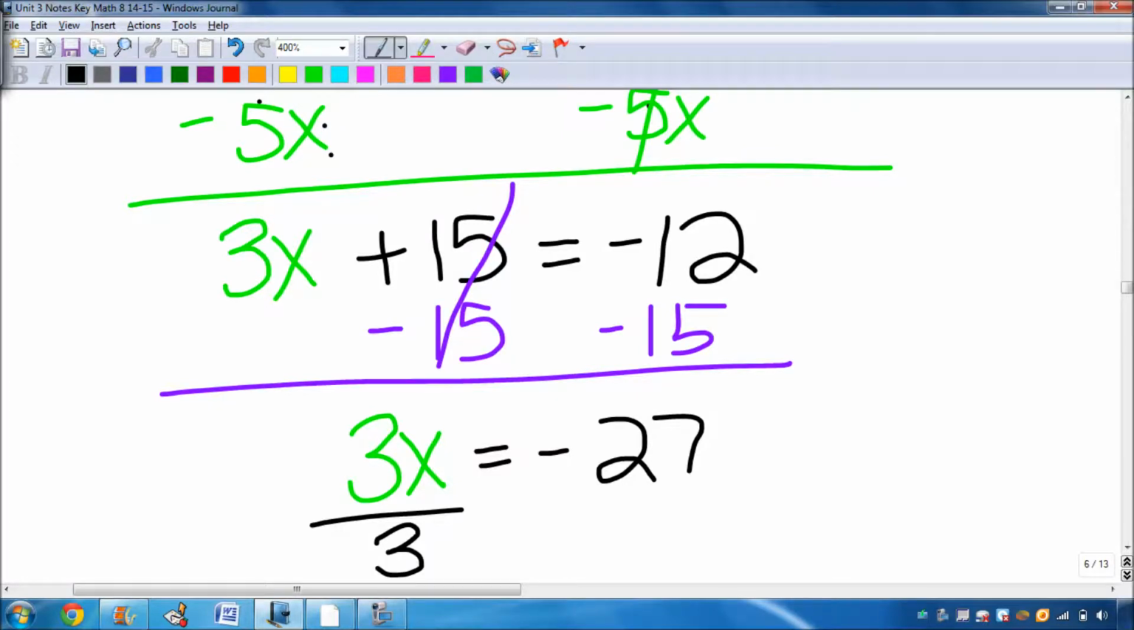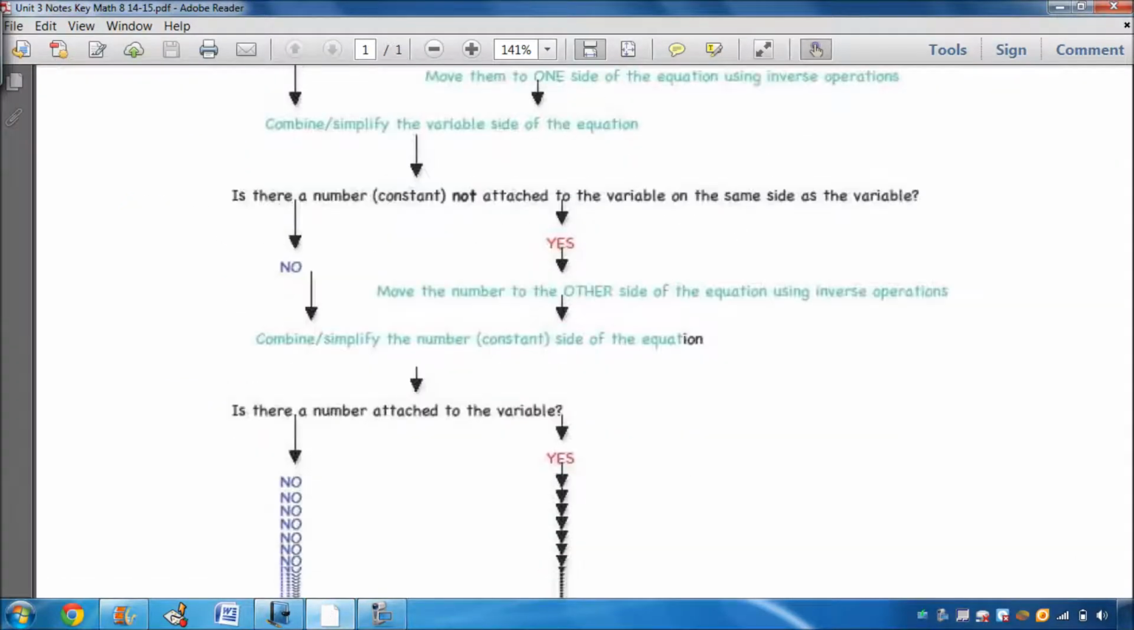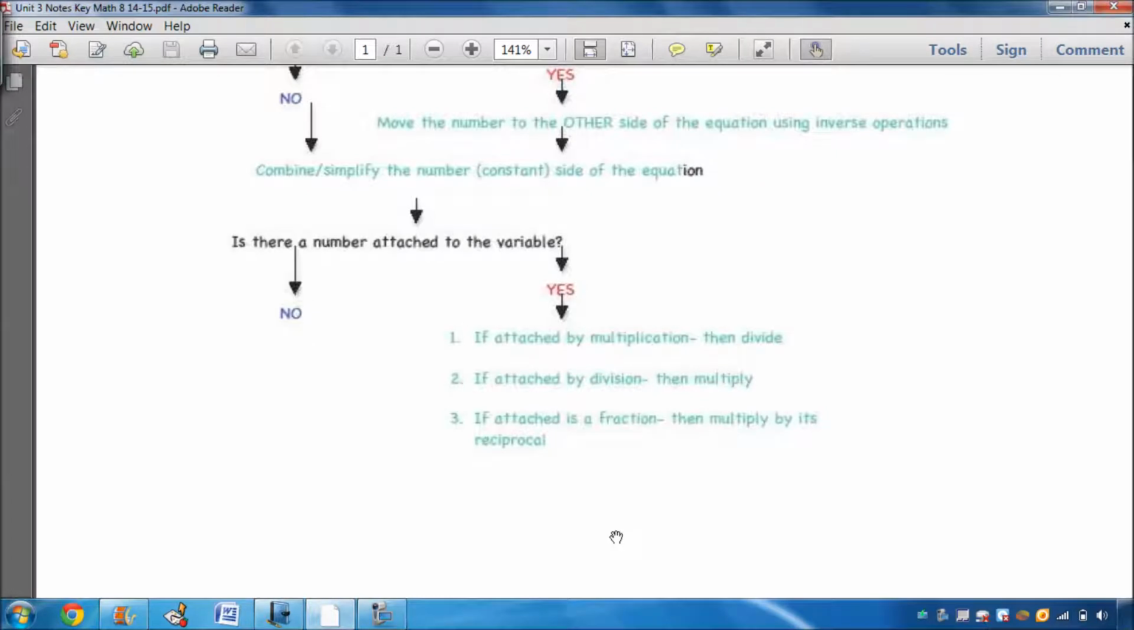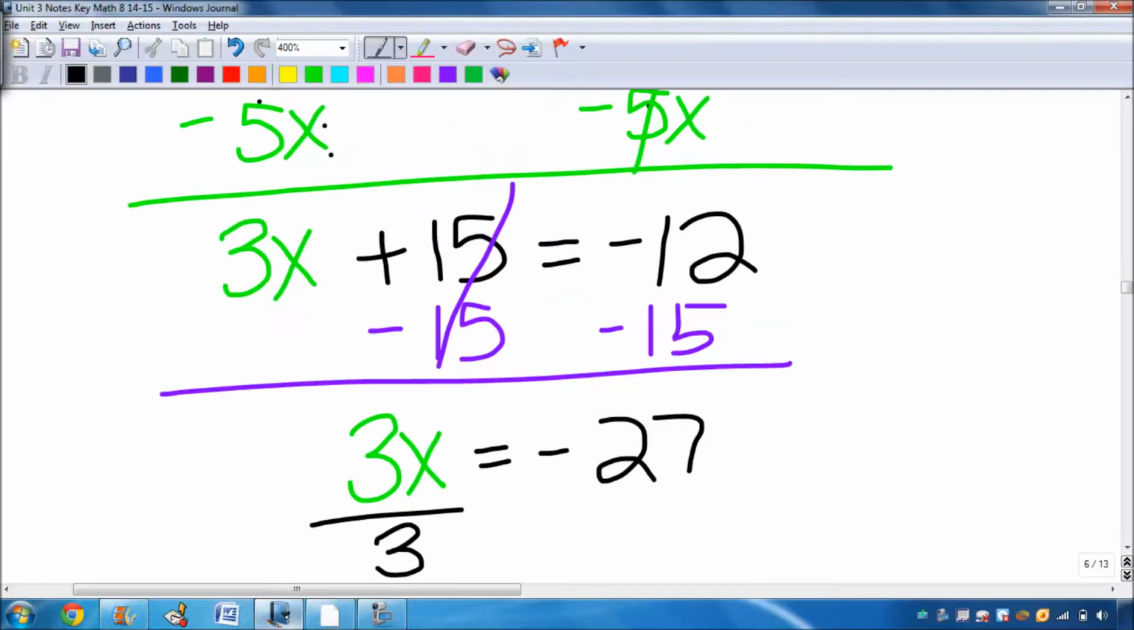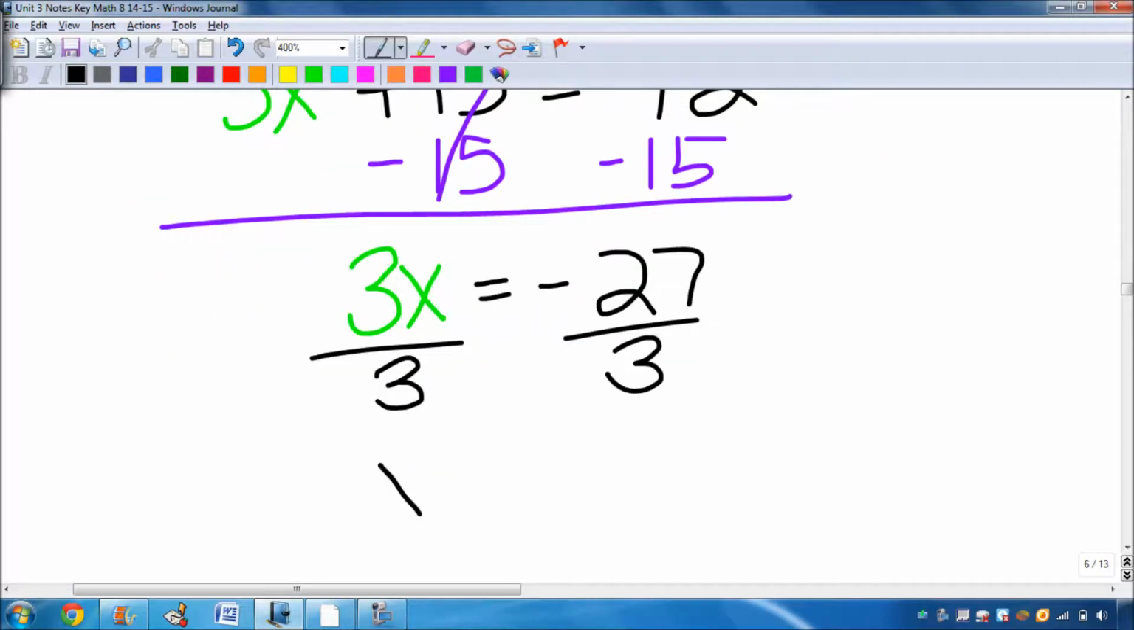Let's go to the next step in our chart. This is stuff you already know, but we'll just go through the chart so you can understand it. Is there a number attached to the variable? Yes, there is. It's the 3 that's in front of the x. If attached by multiplication, then we divide. So that's what we're doing right here. So I'm going to divide both sides by 3, and that's how you end up getting x equals negative 9.